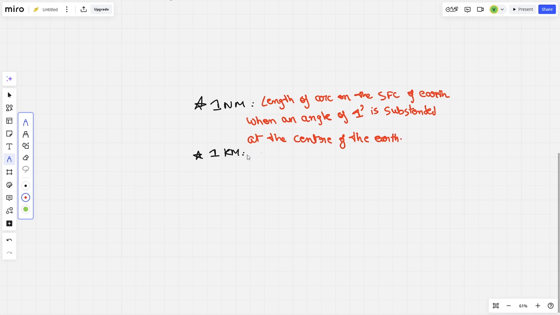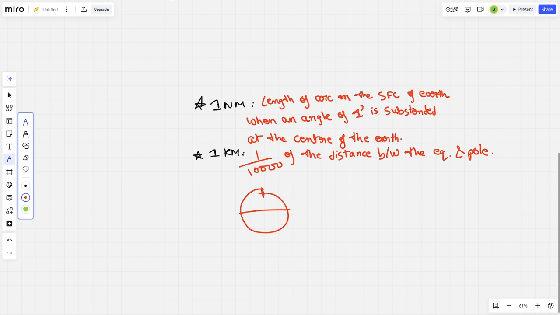Now moving on to 1 kilometer. 1 kilometer is very simply defined as 1 by 10,000th of the distance between the equator and either pole. This basically means that the distance between the equator and the pole is roughly 10,000 kilometers. So 1 by 10,000th of the distance would give you 1 kilometer. It's a very simple definition to memorize.